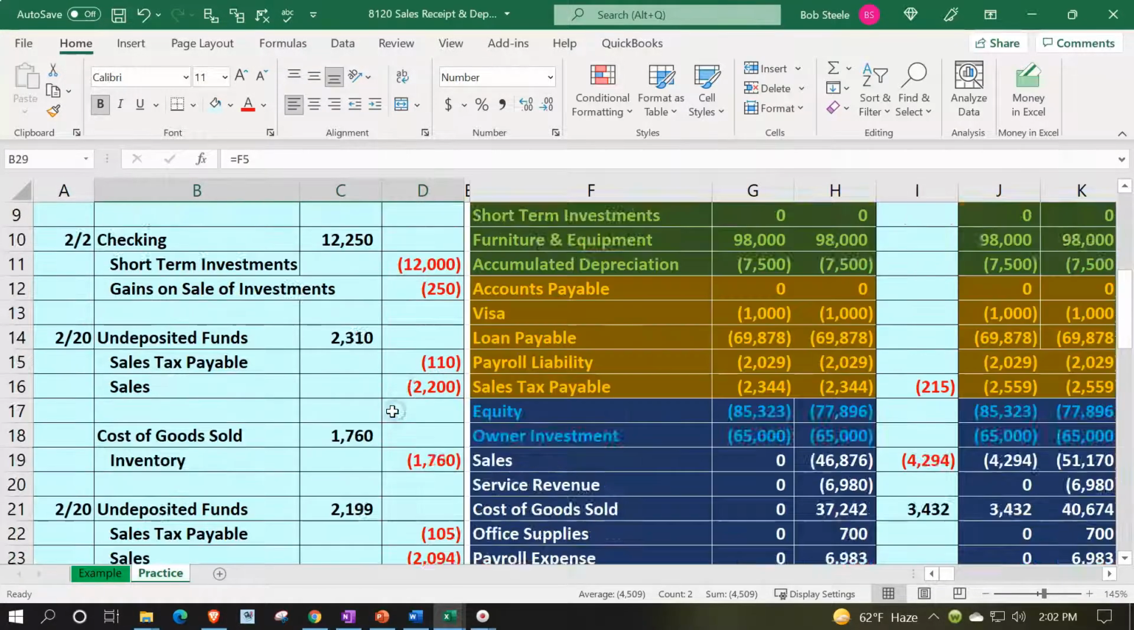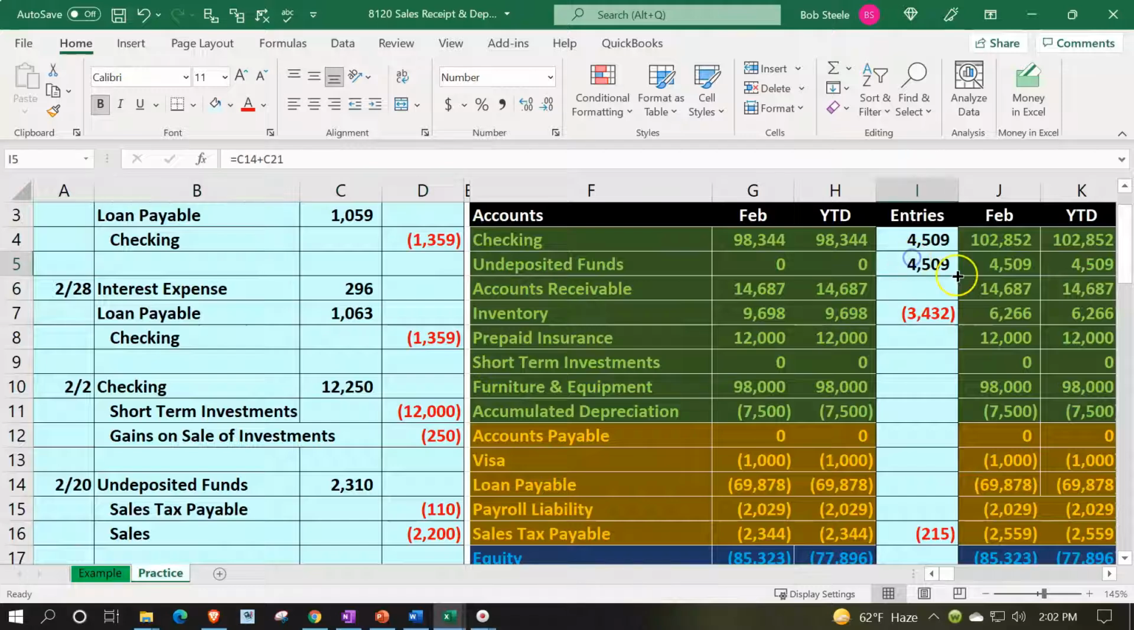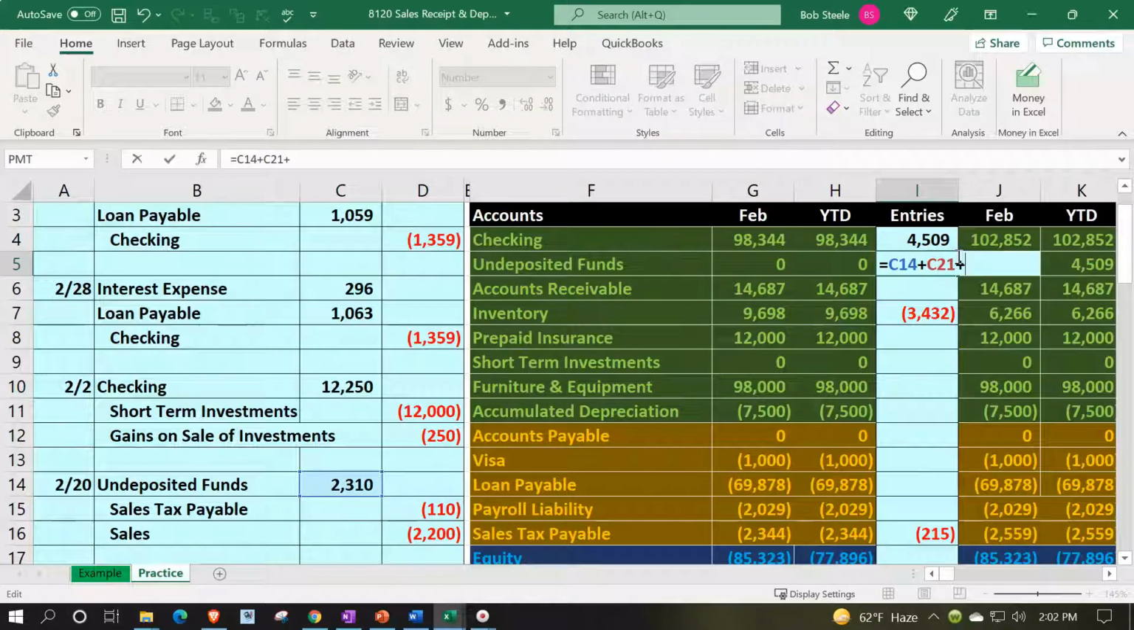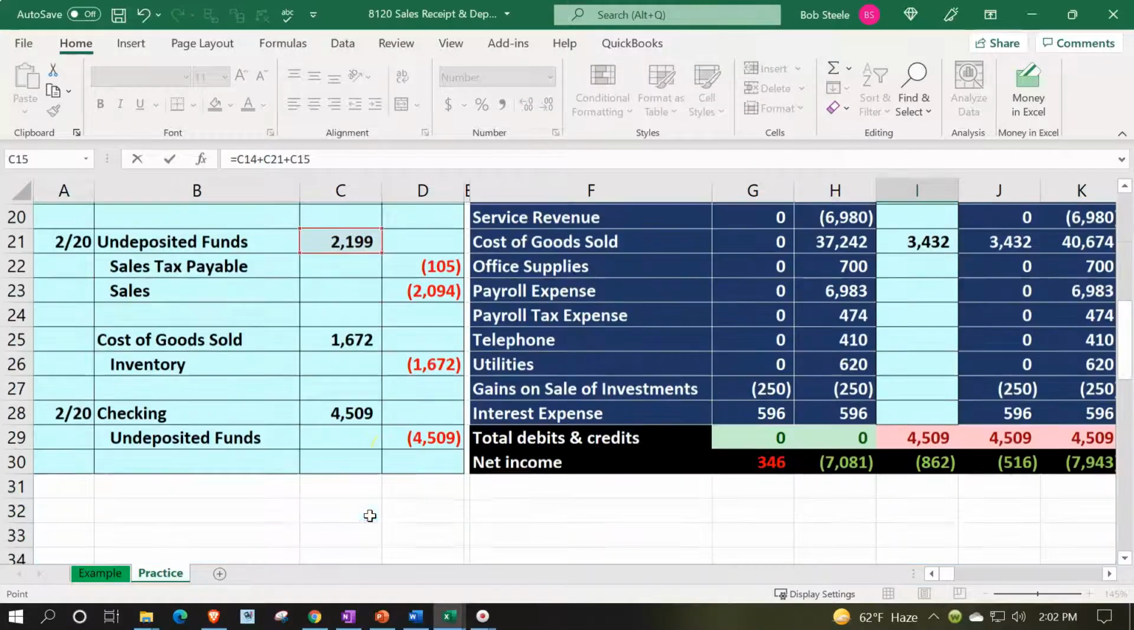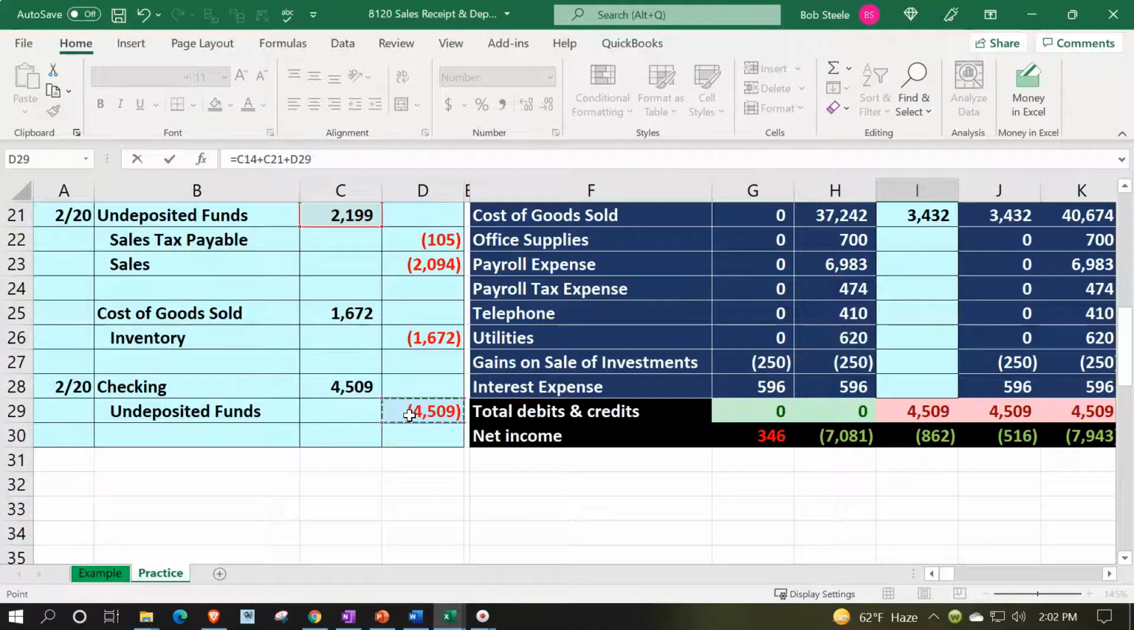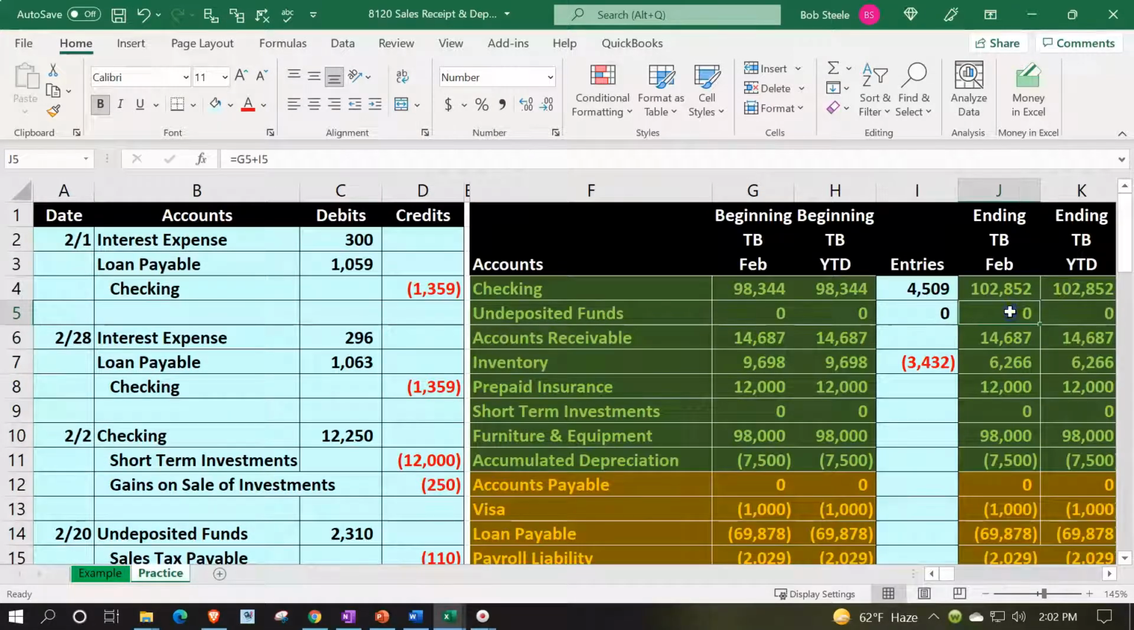Here's the undeposited funds. Double clicking on it in the trial balance. Going to say plus and then scroll down and pick up that undeposited funds and enter, bringing it back down to 0, which is what we want to do because that is a clearing account.